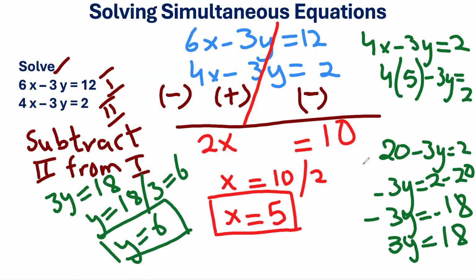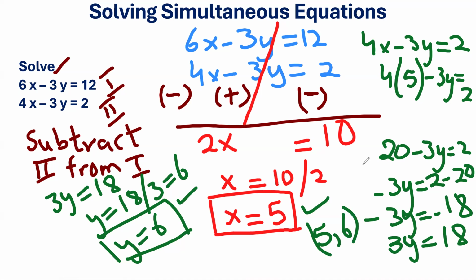In this way, you have done x and y. X is 5 and y is 6. So what is the answer? 5, 6. This is the solution set. You're done with it. X is 5, y is 6. Now verification is left. Verification means you are checking your answer. So let's check 5, 6. And how to check the answer? How to verify the answer?